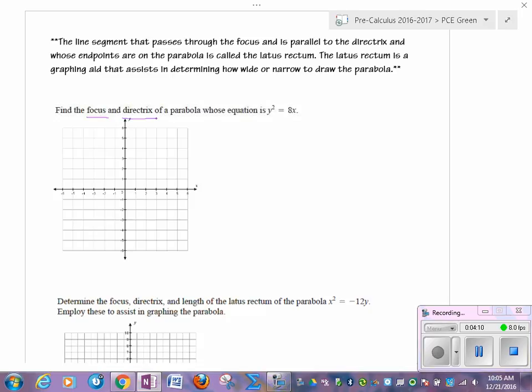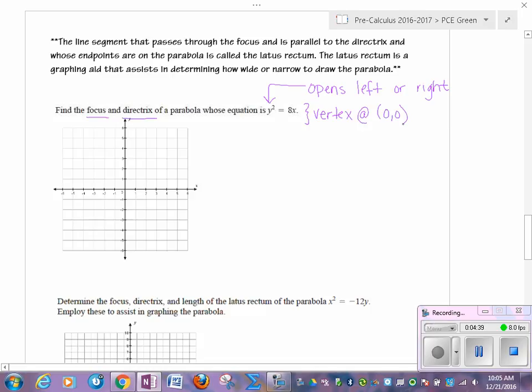So the fact that we are starting with a y squared tells me that this is going to open to the left or the right. So this is y squared equals 4px. Now because there is no x minus h or y minus k values, I know that this equation tells me that my vertex is at the origin. Okay, so we have a vertex at the origin.